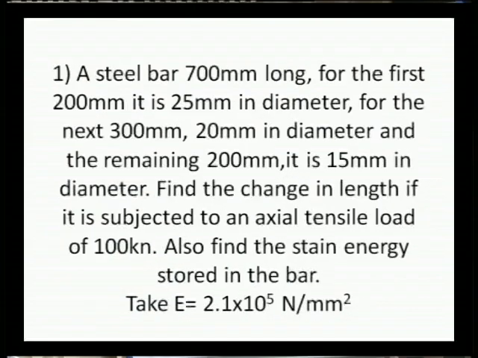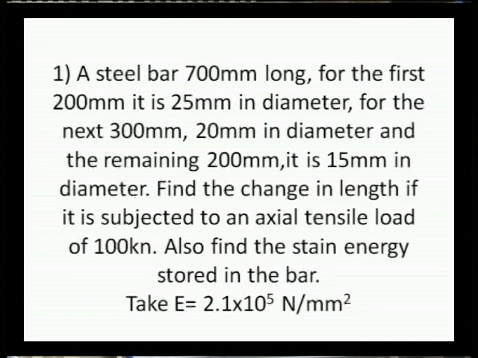Here is one problem: a steel bar of 700 mm long, for its first 200 mm it is 25 mm diameter. For the next 300 mm it is 20 mm in diameter, and the remaining 200 mm has 15 mm diameter. So here 3 diameters and 3 lengths are given. By seeing the problem we can say that the diameter is gradually decreasing. We need to find the change in length if it is subjected to an axial tensile load of 100 kilonewton.